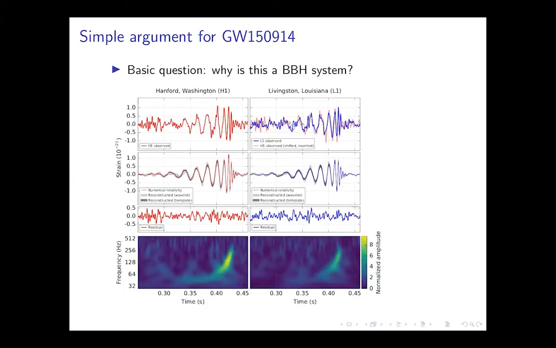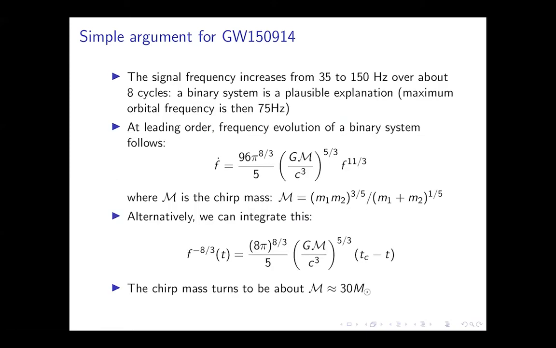By that I mean that if you look at the signal and you simply look at the oscillation in the in-spiral part, and you look at the period of these oscillations, you can estimate what the frequency would be at any given time. Based on that, you calculate the frequency, and you estimate it goes from about 35 to 150 hertz over about 8 cycles. What could lead to a signal like this with increasing frequency, increasing amplitude? A plausible explanation is a binary system.